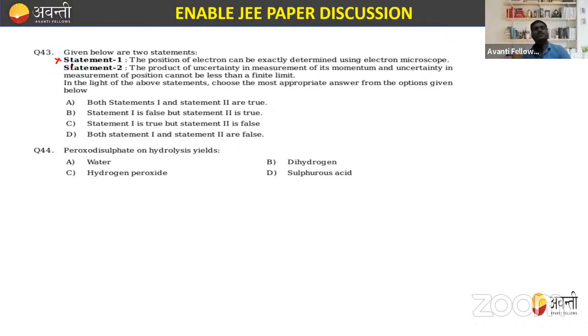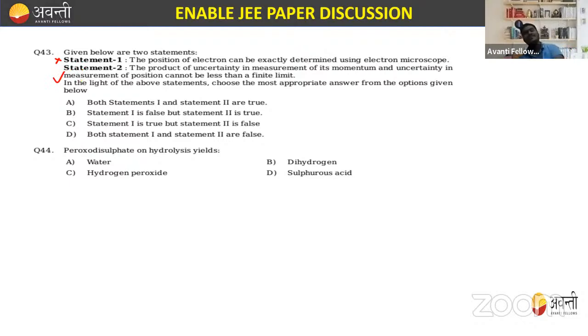Incorrect. Why? Because the position of the electron can be exactly determined. No, it cannot be exactly determined using the electron microscope. Next statement: the product of uncertainty in the measurement of its momentum and uncertainty in the measurement of the position cannot be less than a finite limit. Yes, this one is correct. This cannot be less than a finite limit.